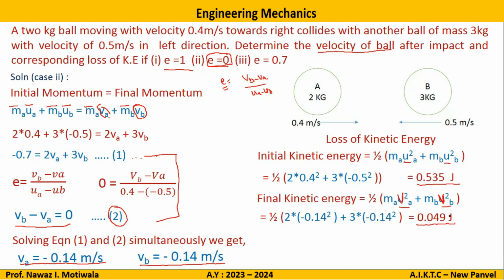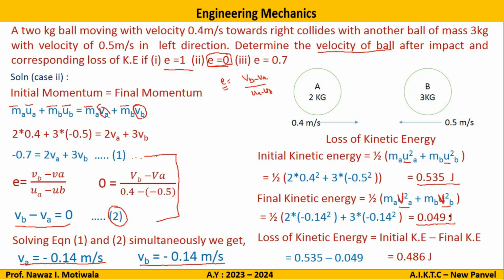Now we need loss. Loss of kinetic energy means initial kinetic energy minus final kinetic energy. So on substituting the values as 0.535 and 0.049 for initial and final kinetic energy respectively, I will get the answer for loss of kinetic energy as 0.486 joules. With this, we have completed the solution of the second part wherein E was equal to 0.